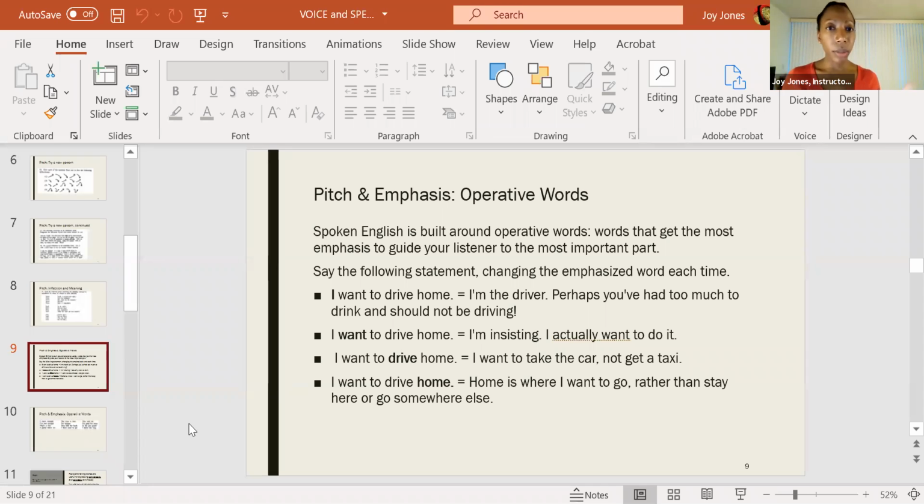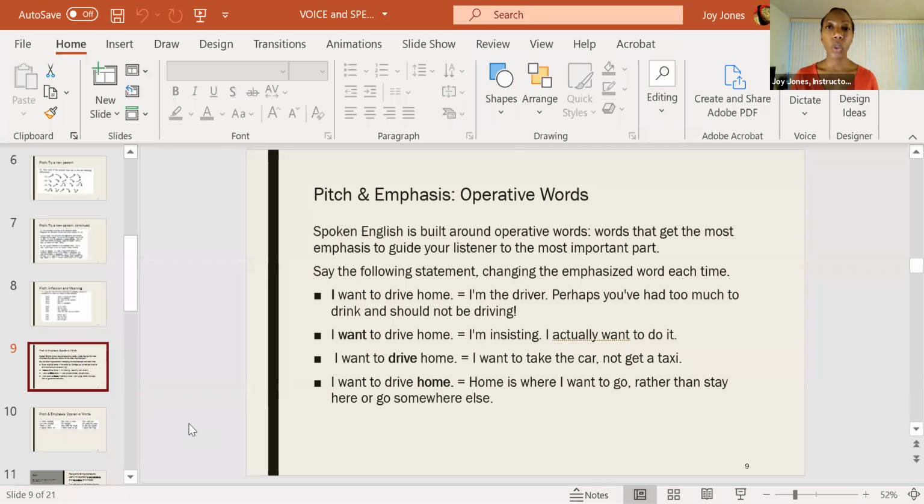The sample sentence here is, I want to drive home. I tried saying that like a computer, I want to drive home, all in the same pitch. But if we change our inflection, that is, the one word that we emphasize, it changes the sense. You see the examples there. Please feel free to say them along with me. The words to be emphasized are bolded. The first one is, I want to drive home. The sense is, I'm the driver. Perhaps that other person has had too much to drink and should not be driving.